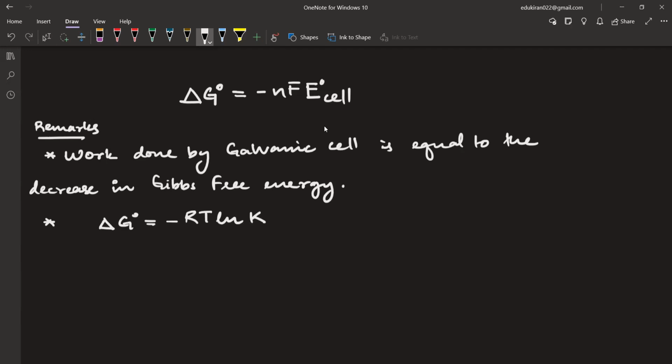So now what you can see, you can say that if you have E naught cell and the reaction, so you can also calculate the K here. So from E naught cell, you will calculate the delta G naught, and from delta G naught, you can calculate the equilibrium constant. Okay, please remember this formula also. Delta G naught is equal to minus RT ln K.